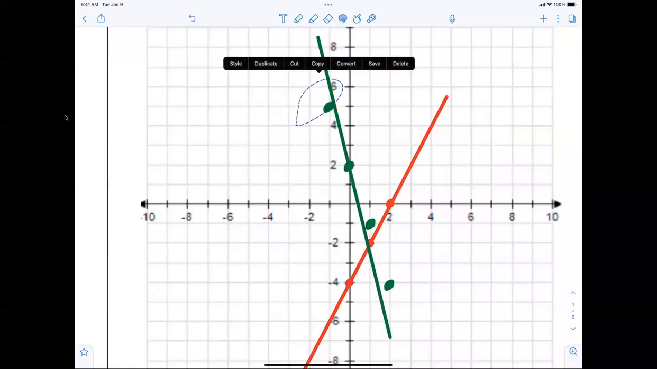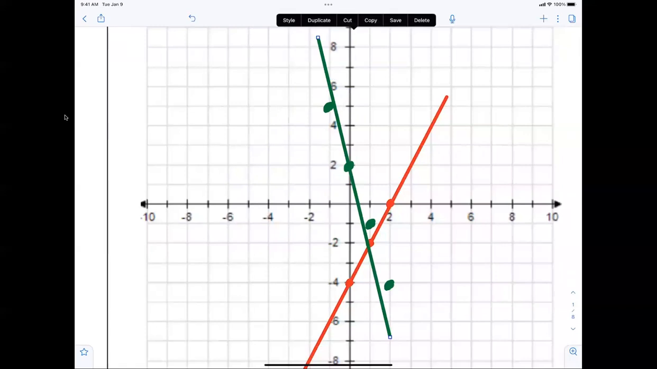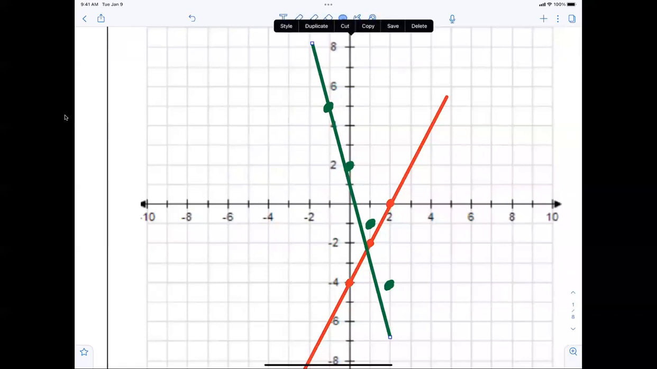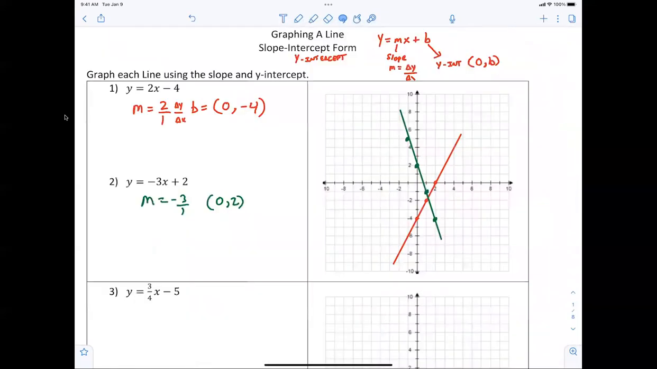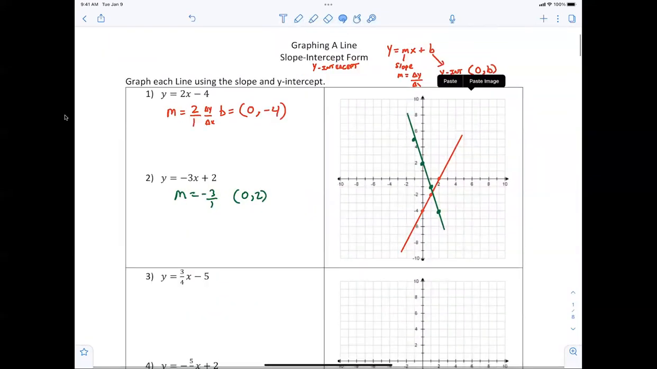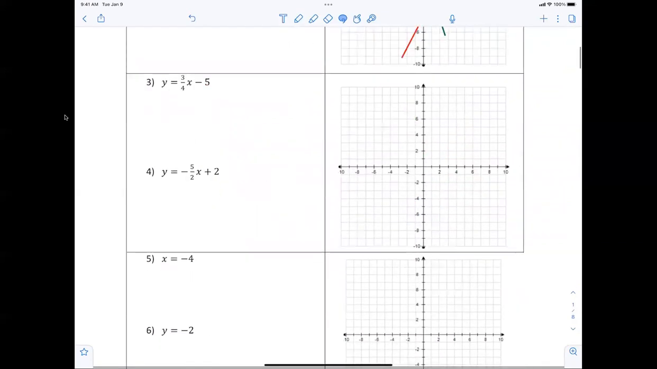And yes, eventually we will be finding that point of intersection. But that's good. I'm telling you, that's how simple. That's all there is to it. So let's knock out number 3 now.